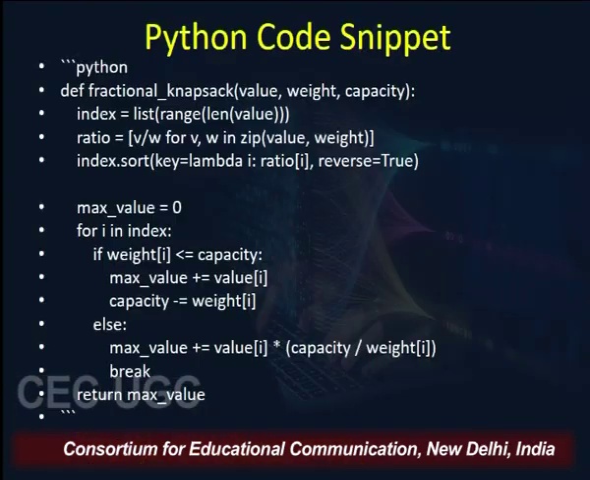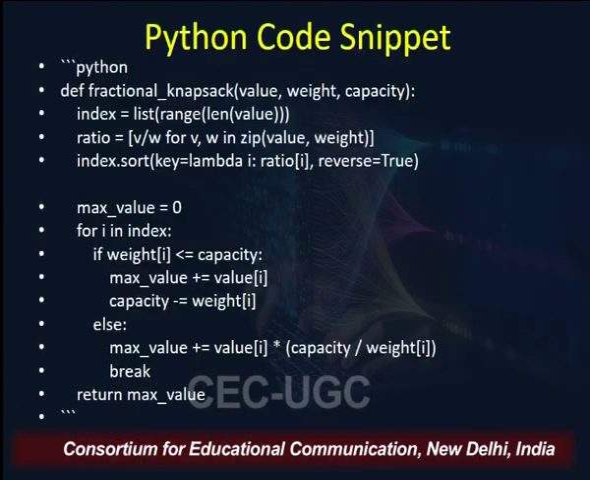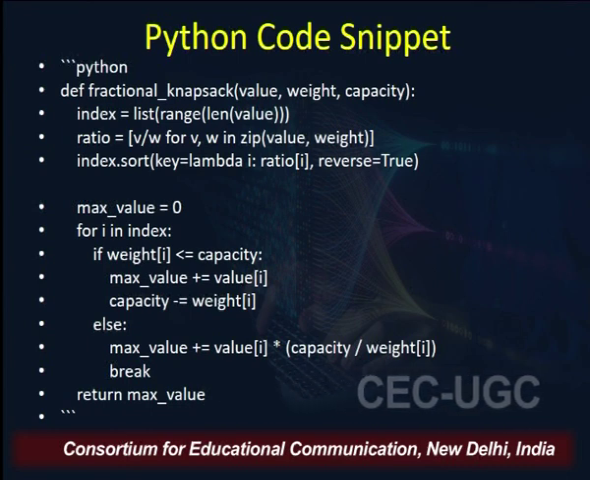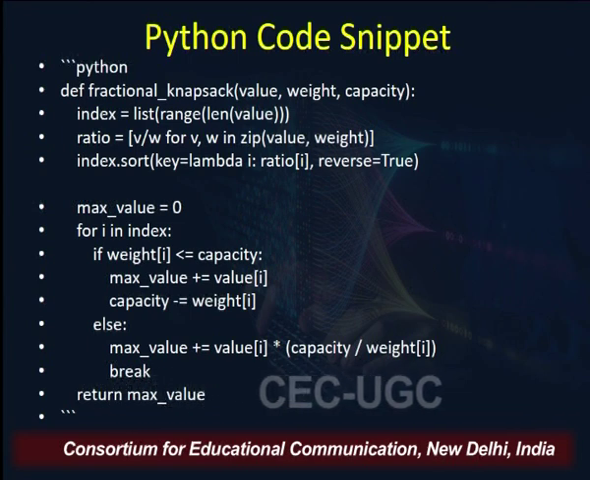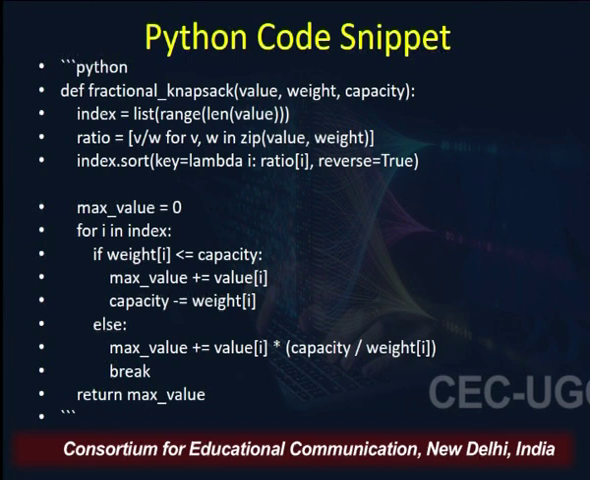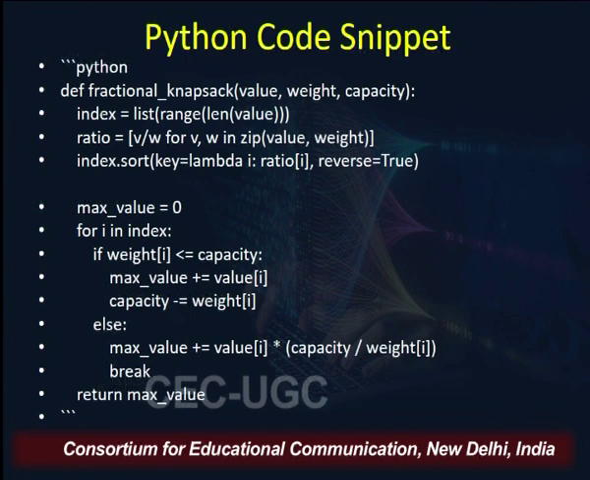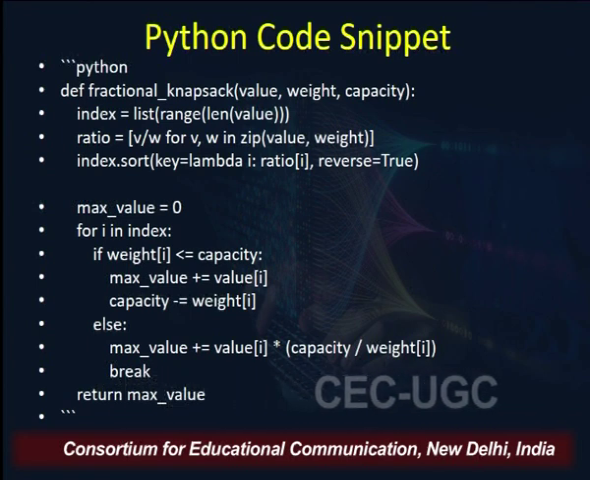So, here you can see a Python code snippet for this greedy technique. We have defined a function, fractional_knapsack, with value, weight and capacity. I am going to give you an overview of this. Then we have taken an index and found the ratio V by W by using the zip method.